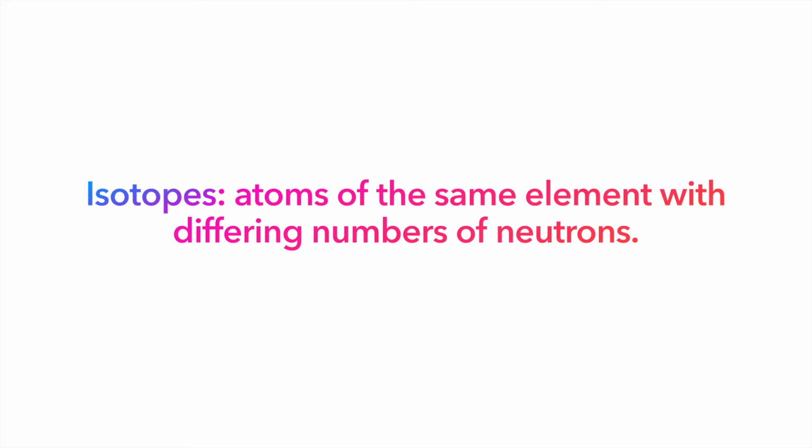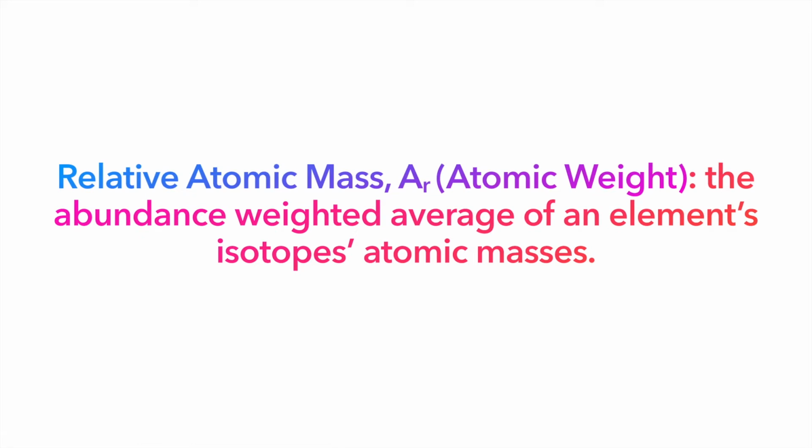When we consider the relative abundances of these isotopes, and use these to find the weighted average of these masses, we get an element's relative atomic mass, sometimes referred to as its atomic weight. This is why, despite getting whole numbers for individual atoms' atomic mass, the periodic table gives decimal values for the relative atomic mass of a species.